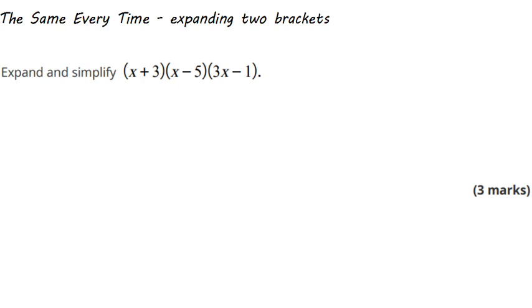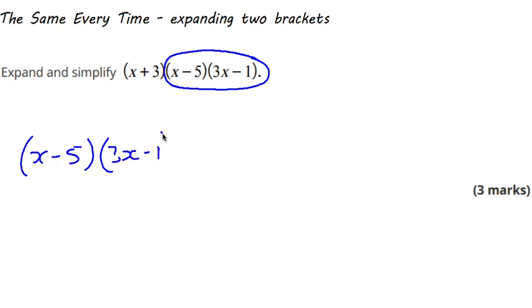So I'm going to look at it like this. I've got x plus 3 multiplied by all of this. So I've got x plus 3 multiplied by that. So let's work out what that actually is. So x minus 5 multiplied by 3x minus 1. Using the same methods that we had in the previous videos, multiplying everything in the first bracket by everything in the second bracket. So x times 3x, 3x squared.